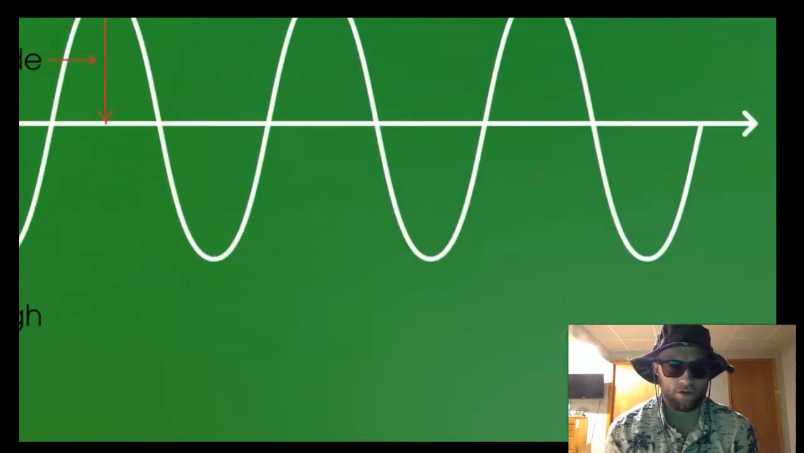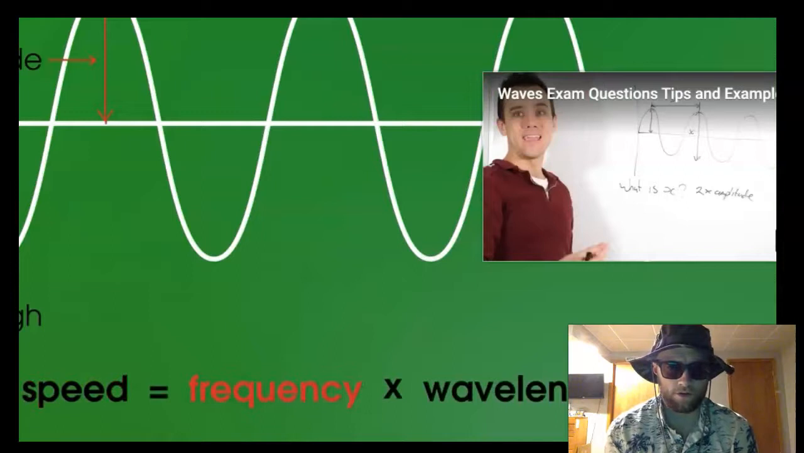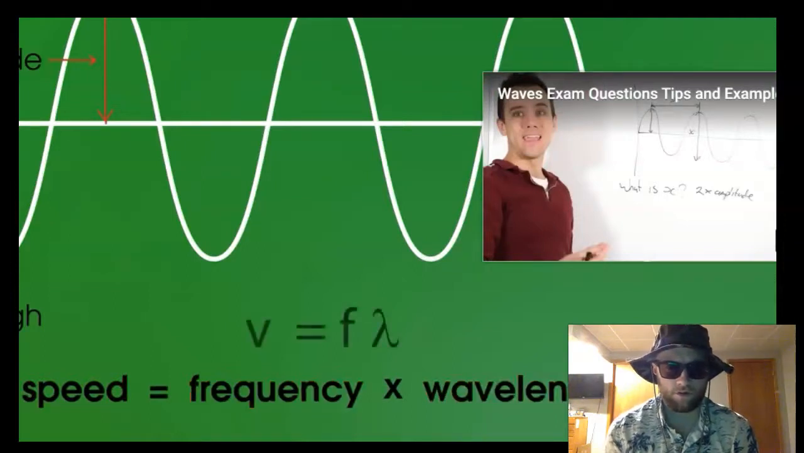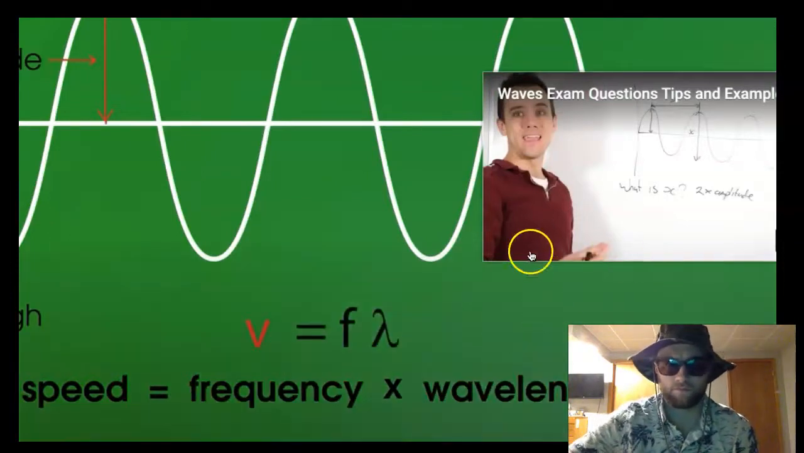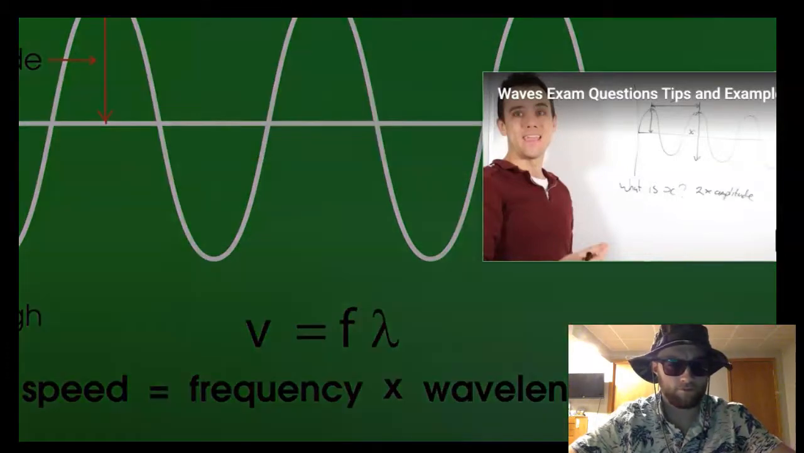Using these things, we can actually now calculate the speed of a wave using the equation speed equals frequency times wavelength, or to give it in symbol form, V equals F lambda. So there's a lot to learn here, but once you've learned these core concepts, it will give you much more confidence in the rest of the topic.